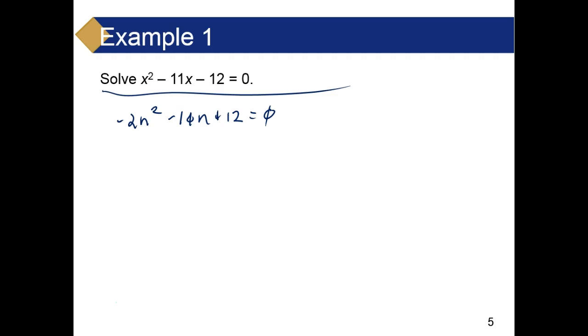And what will that make the first term? Okay, I'll actually write it down there. Multiply this by minus 1, and multiply this by minus 1. So that'll make this 2n squared plus 10n minus 12 equal to 0, because negative 1 times 0 is 0. Now I'm a lot happier with this one. What would you do next?